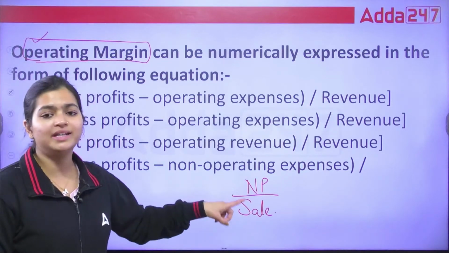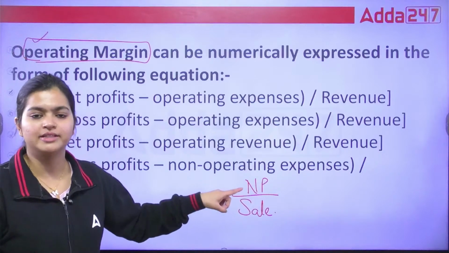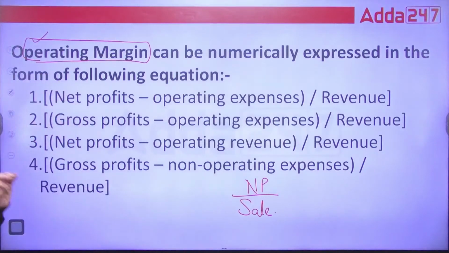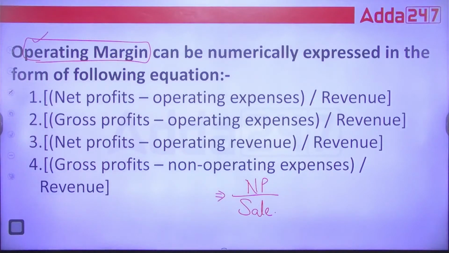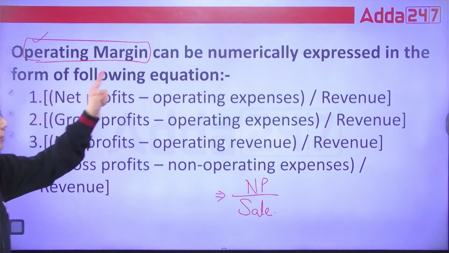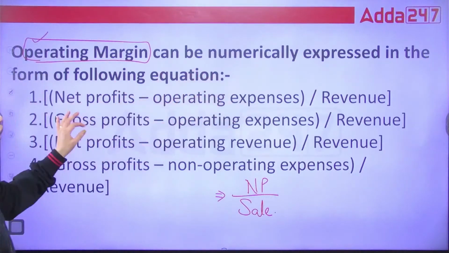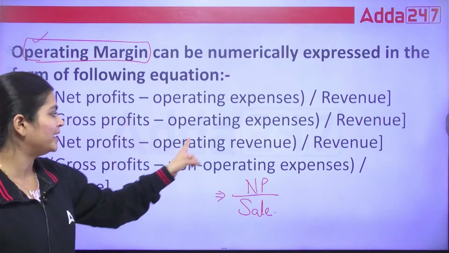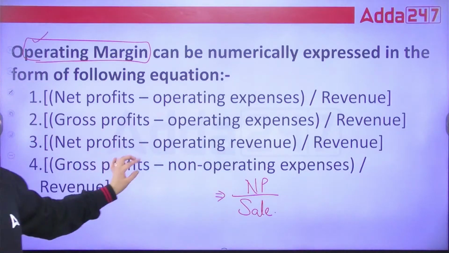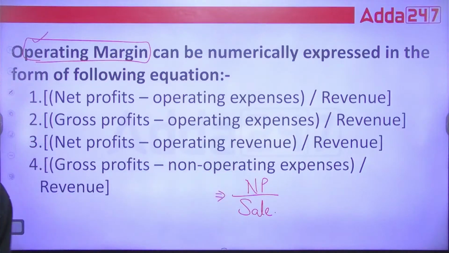And how do we calculate this operating margin? Can anyone tell me how to calculate net profit? Net profit minus operating expense, or gross profit minus operating expense. Third, net profit minus operating revenue. Fourth, gross profit minus non-operating expenses. How do we calculate this net profit? Can anyone tell me?